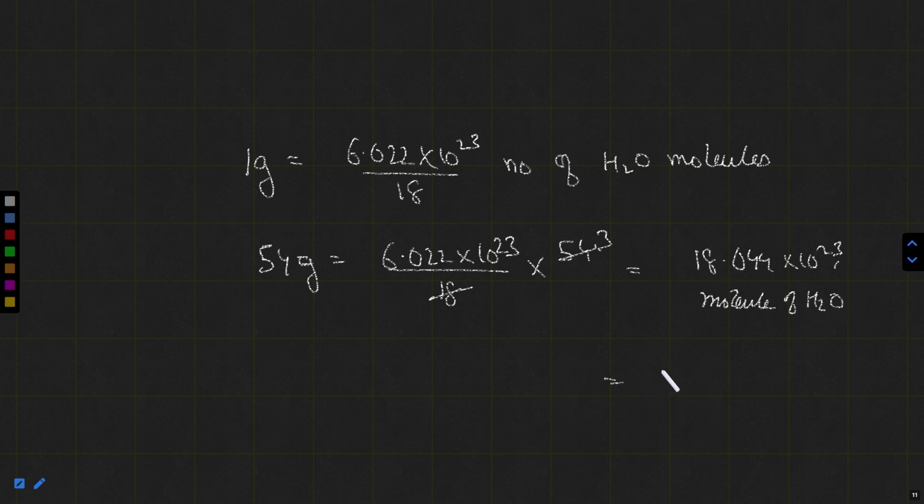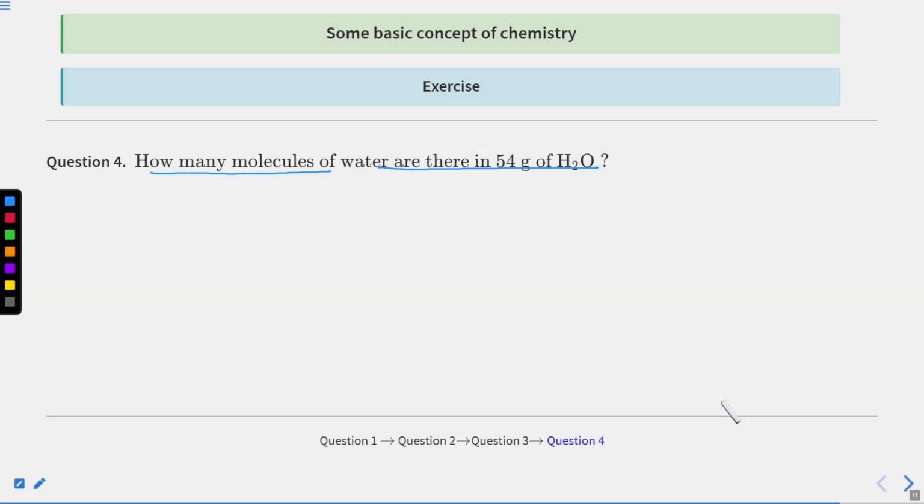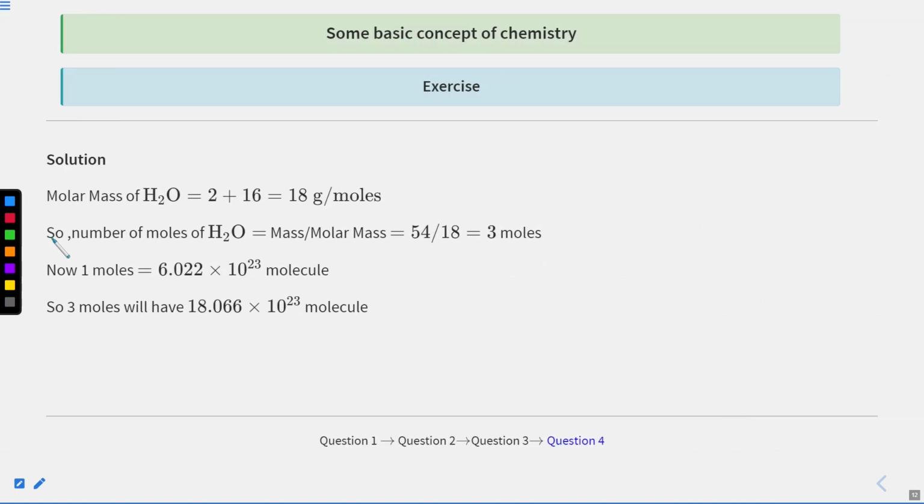If we further bring it into proper scientific notation, we have to move the decimal one place here. So the power will be increased by 1, that is 1.8066 x 10^24 molecules of H2O. So that brings us to the solution.